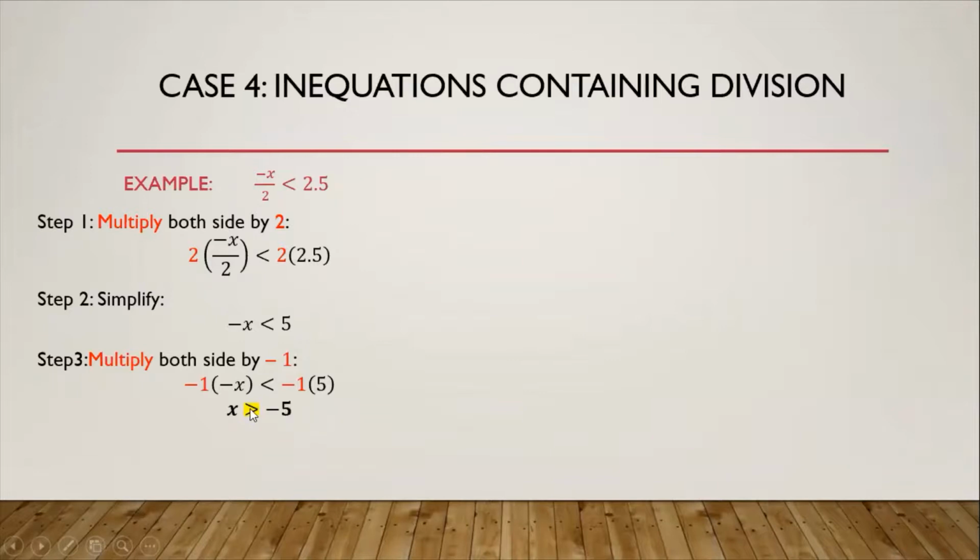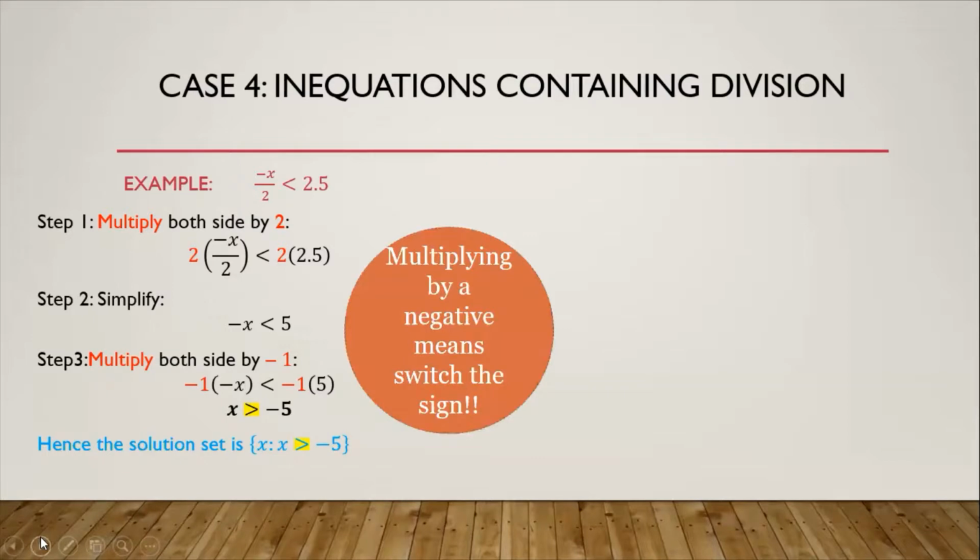So as you can notice here, my sign is being switched. Very important. And then you can still represent your answer as a solution set, which is the set of all x's such that x is greater than negative 5. All right? Yes, sir. So just always remember that multiplying by a negative means switch the sign.